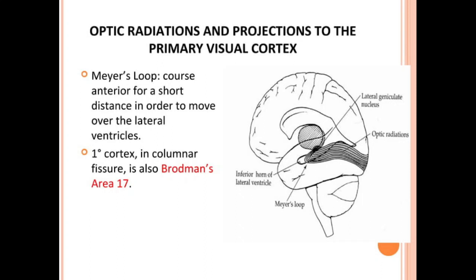geniculocalcarine tract and the superior longitudinal fasciculus. The geniculocalcarine tract is the main path that carries visual information from the LGN to the V1, while the superior longitudinal fasciculus connects the V1 to the other visual processing areas in the brain.